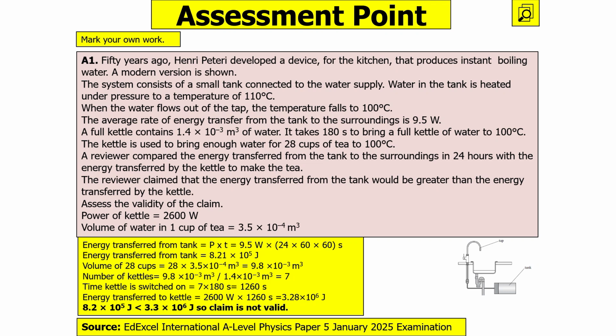Now the number of kettles required will be that value divided by the capacity of one kettle, which is 7. So the time for the kettle to be switched on is 7 times 180 seconds, because we're having 7 of them and they've got to be on for 180 seconds each at a time. So that's 1260 seconds. So the energy transfer to the kettle is power times time, which is 3.28 times 10 to the 6. So what we can say is that 3.3 times 10 to the 6 joules is greater than the energy provided, which is 8.2 times 10 to the 5 joules. So our claim just is not valid.